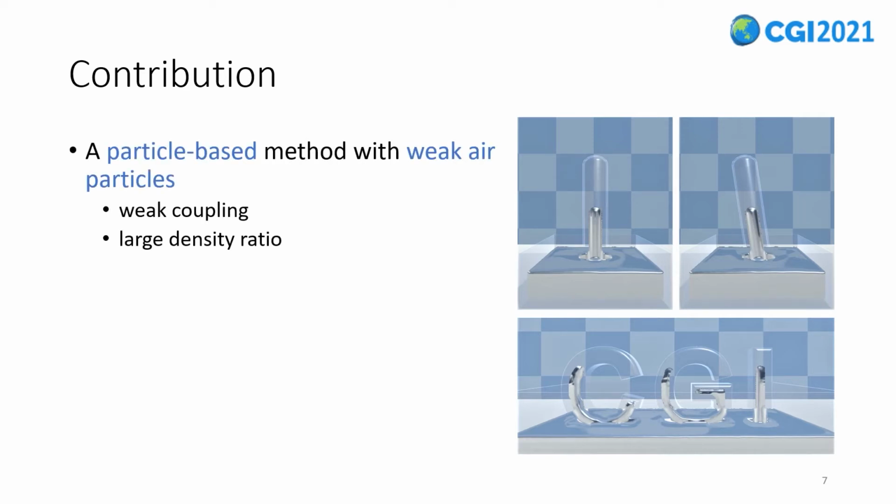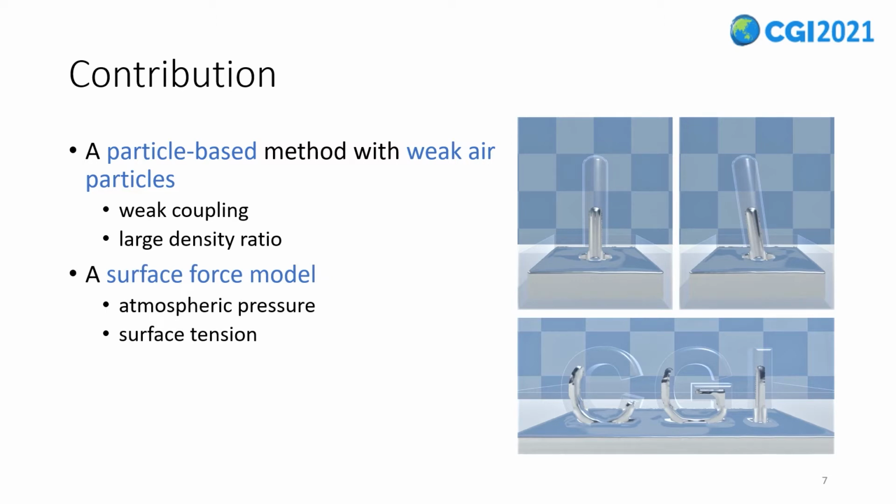To capture the liquid behaviors under atmospheric pressure, we present a particle-based method which uses weak air particles as a sparse sampling of air to track surfaces under atmospheric pressure stably and efficiently. Our weak air liquid coupling ensures the stability of two-phase flow with a large density ratio.